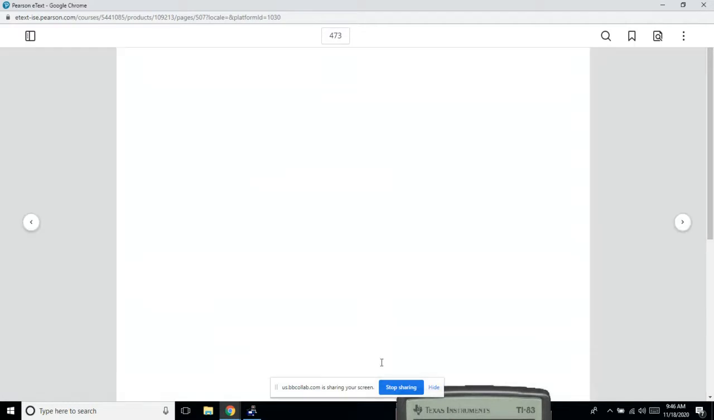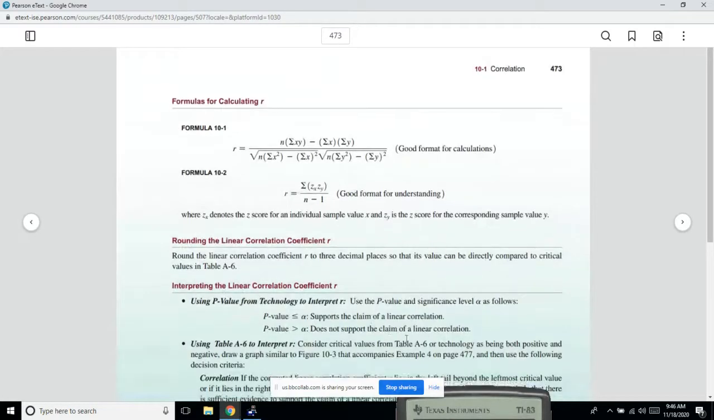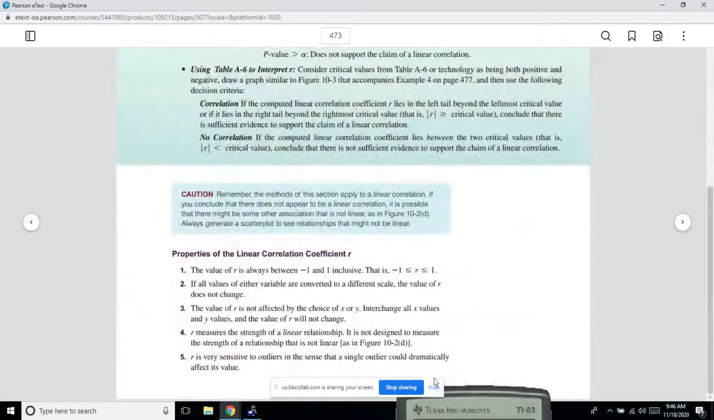Now I'm going to flip to page 473. We're going to talk about some properties of R. This is from page 473 in your book. One of the main properties of R is that R is always between -1 and +1. Your R value shows a strong linear relationship when it's close to -1 or close to +1.